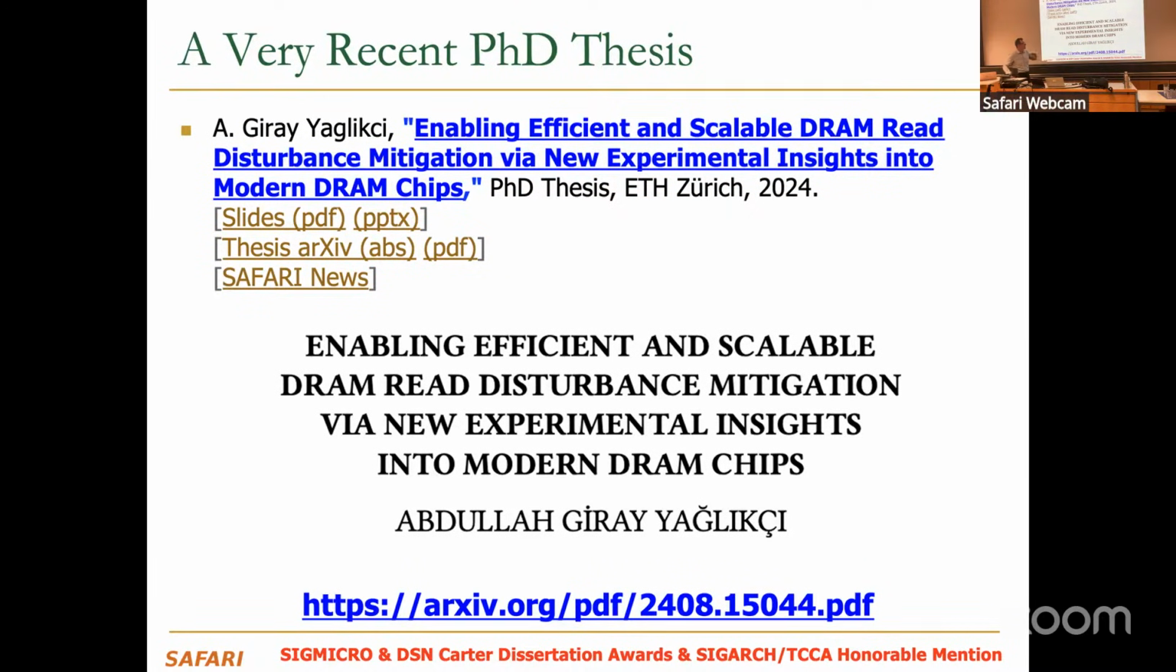And his dissertation actually looked at a lot of issues in understanding RowHammer and also developing solutions. So it's a very comprehensive dissertation about RowHammer.